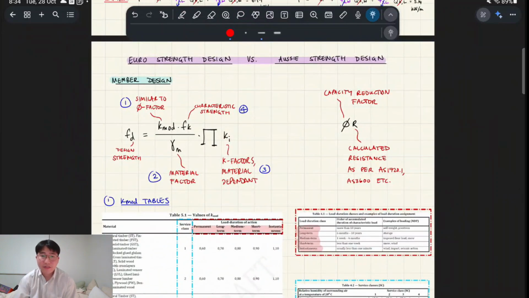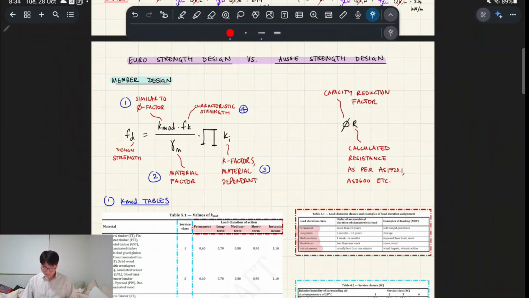Okay, so strength design, everything also looks different, right? So in Aussie strength design, you just see this, right? You see your capacity reduction factor, and then your calculated resistance as per your standard and whatever action you're looking at, right? So for example, compressive strength of concrete or something like that. That's what that R stands for.